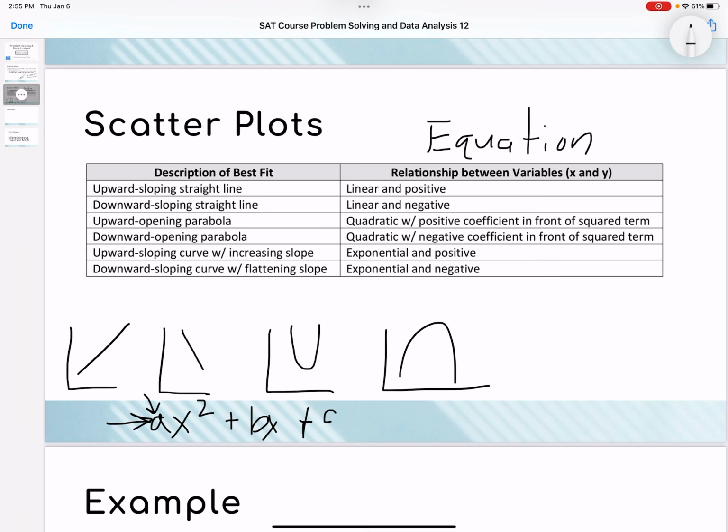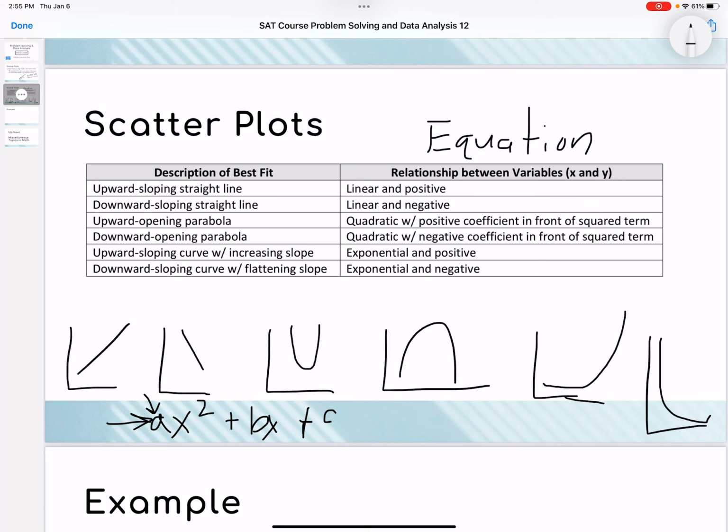All right, an upward sloping curve with an increasing slope is going to look like this. If that's the graph, then the line is going to shoot upward. And that means that it is exponential and positive. This is known as exponential growth. However, if we have a downward sloping curve with a flattening slope like that, that's going to be exponential and negative. And that's what's called exponential decay.